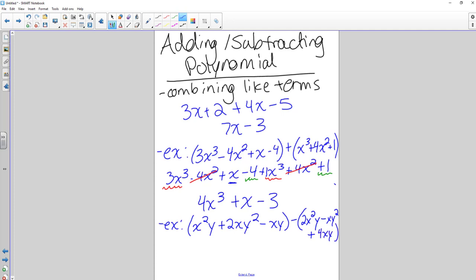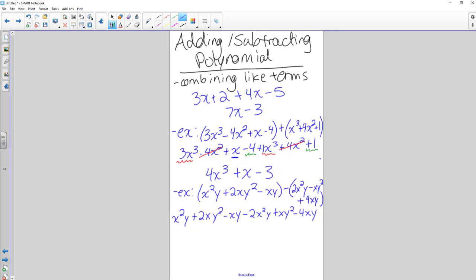So this time, I definitely want to take the time to rewrite this and distribute the minus sign. So the first polynomial, I'm just going to rewrite x squared y plus 2xy squared minus xy. But now the second one, I'm going to distribute the minus sign. So I will have a minus 2x squared y, a plus xy squared, and a minus 4xy. So all the signs in that second polynomial ended up changing.